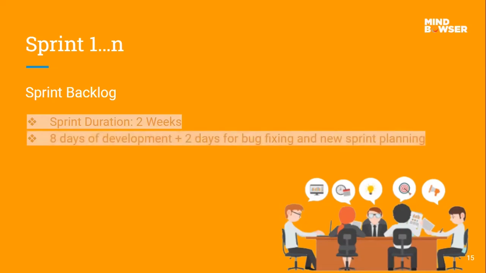There also we divide it this way: 8 days of development plus 2 days of bug fixing, new sprint planning, or any kind of grooming we have to do. So we are not doing a full 10 days of development. We have planned it this way: 8 days of development, plus 2 days to fix bugs if there are any, and we do the sprint retrospection, review, and new sprint planning all there.